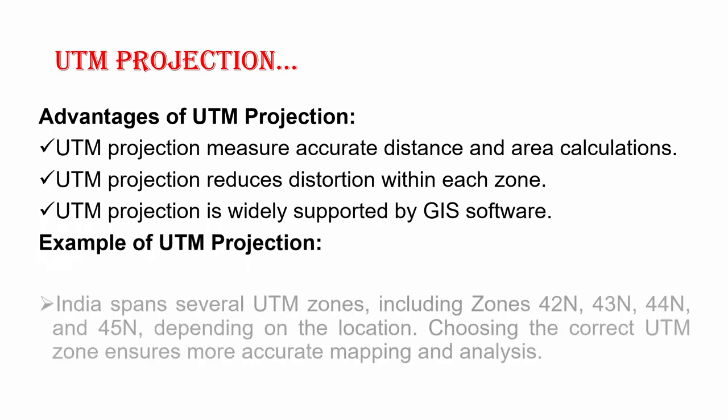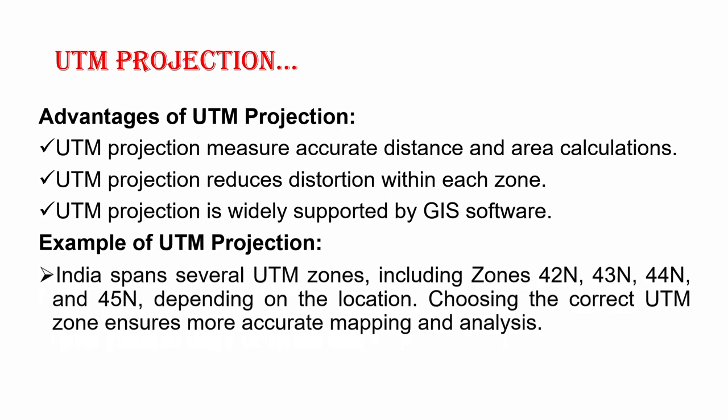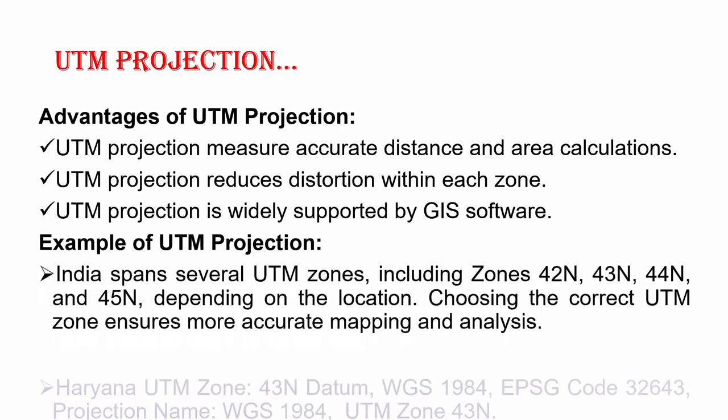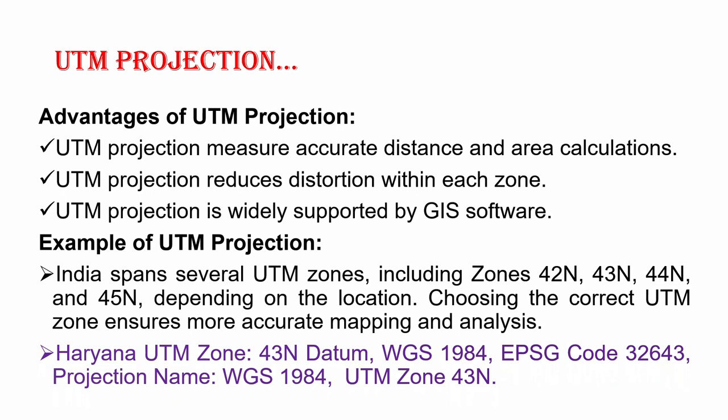Example of UTM projection: India spans several UTM zones, including zones 42 north to 47 north, depending on the location. Choosing the correct UTM zone ensures more accurate mapping and analysis. Haryana lies in UTM zone number 43 North, datum WGS 1984, EPSG code 32643.